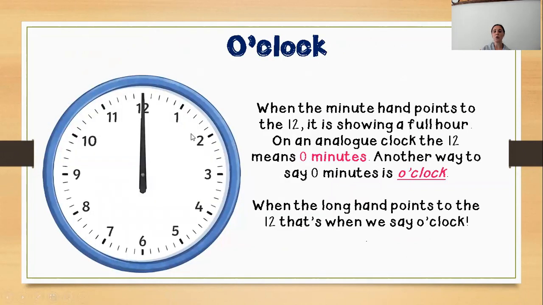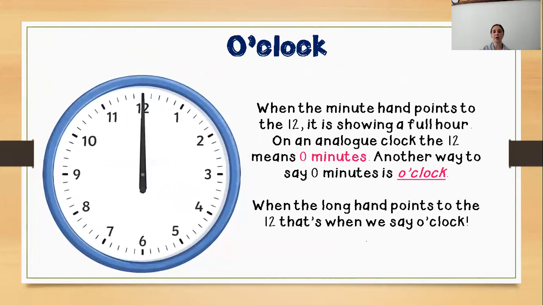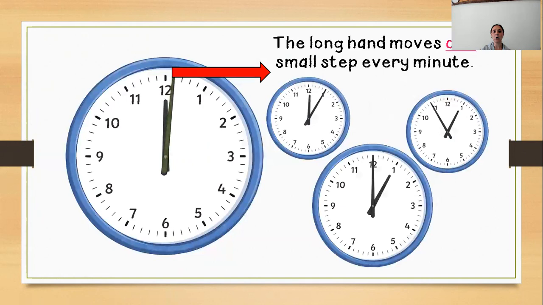Right, we're going to talk a bit about o'clock. When the minute hand is pointing directly on the 12, that means o'clock. So on the 12, it is 0 minutes, but we don't say it is 0 minutes. We say o'clock instead of 0 minutes, okay? So when the long hand is pointing at the 12, that's when we say o'clock, and then it goes all the way around the clock back to 12 again, meaning o'clock.